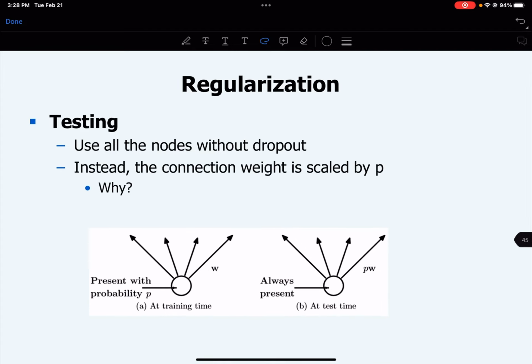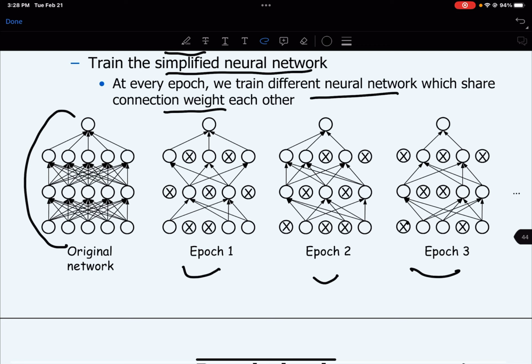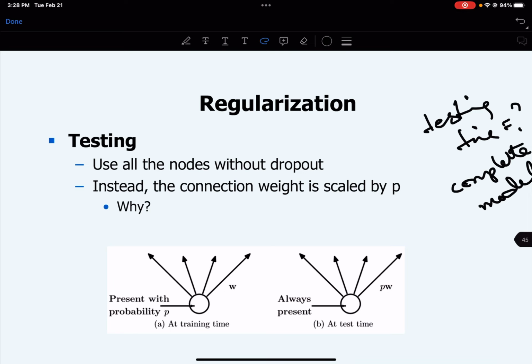And at the test time, what do we do? At the testing time, we have the complete model. We are not changing the model. We are just training with different dropout nodes. So use all the nodes without dropout. Instead, what we can do is the connection weights are scaled by p.